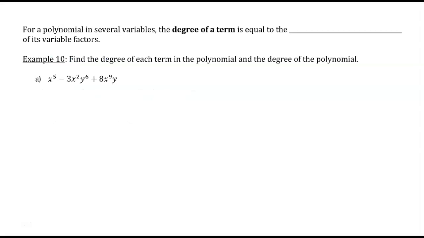When we have a polynomial with more than one variable, we need to calculate the degree of each term differently. The degree of a term is equal to the sum of the exponents of all of its variable factors. Let's take a look at this example. We're going to find the degree of each term and the degree of the polynomial. First, let's look at the term x to the 5th. This term only has one variable, and the exponent of that variable is 5. So the degree of this term is simply 5.